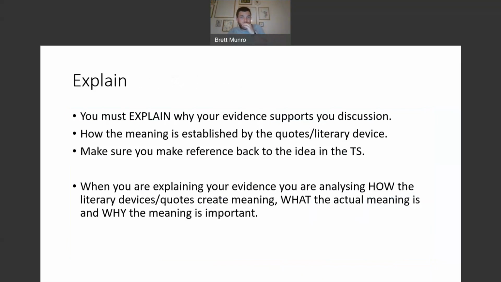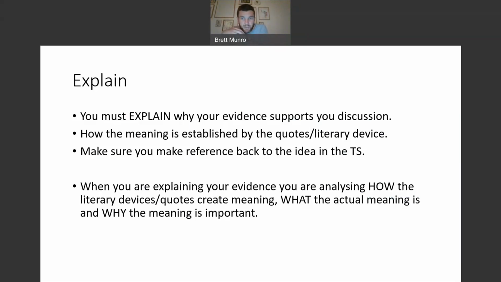Then we move on to the explain section. The explain section is where you explain why your evidence supports your discussion. You're essentially saying, Jordan has used this quote, and this is what the meaning of that quote is. You're describing how the meaning is established by the quotes or the literary devices. You need to make sure that you're making reference back to the idea in the topic sentence. Because if you're not doing that, then you're probably establishing a new idea rather than using that evidence to support your topic sentence, which is the purpose of your evidence. You're supporting the topic sentence.